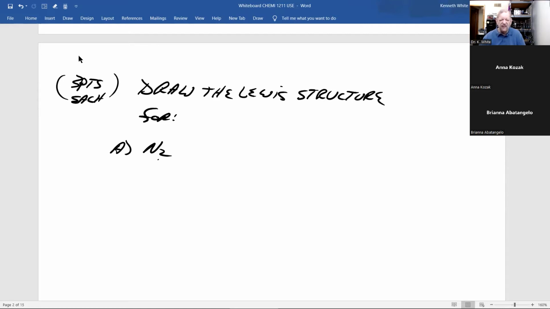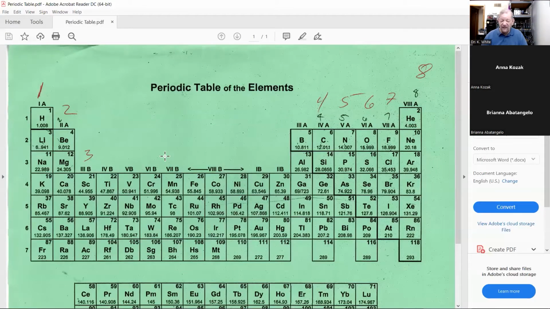You have to find, as soon as you see Lewis structure, valence electrons. Nitrogen, how do you find that? You go to your favorite, your friendly neighborhood periodic table, as you see on the screen. Look at the top, the number above in red or black. If you can't read Roman numerals, V is 5. So nitrogen has 5 valence electrons.